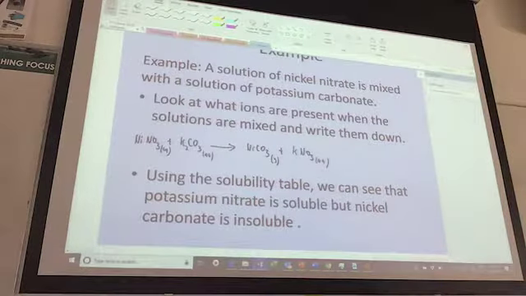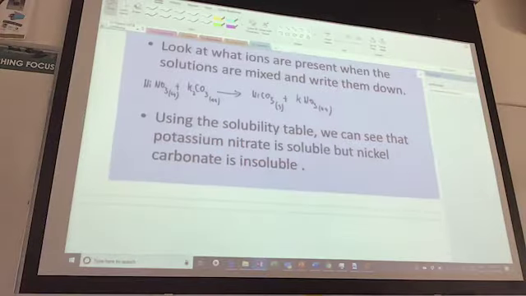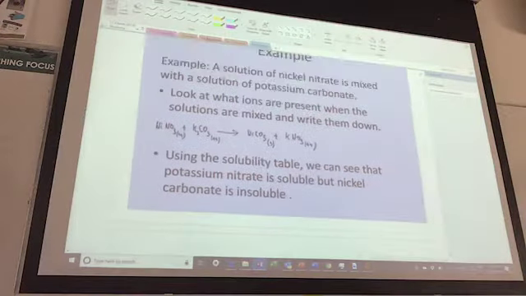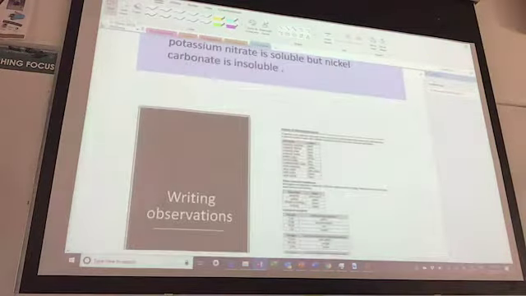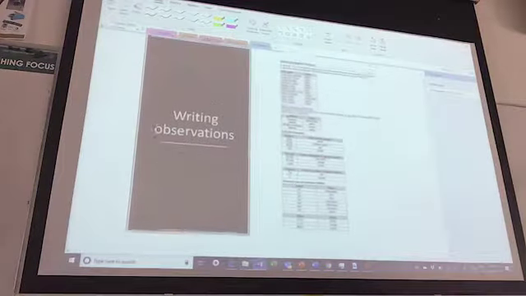So we can see that potassium nitrate is soluble and nickel carbonate is insoluble, so therefore we'll get a precipitate of nickel carbonate. Okay? So that's just applying the rules from the solubility table. And we're going to look at these equations in a little bit more detail in a moment.